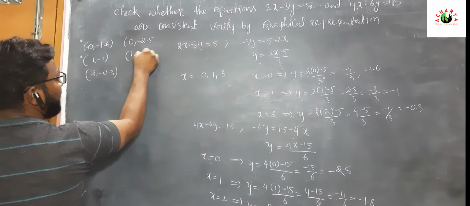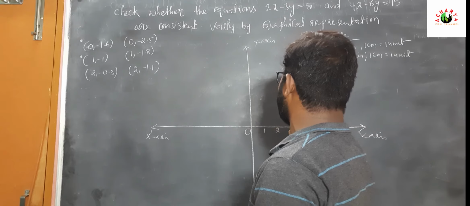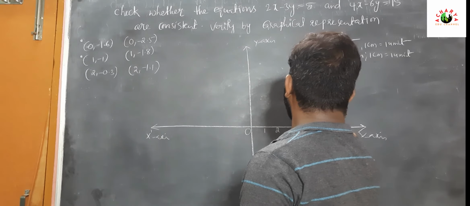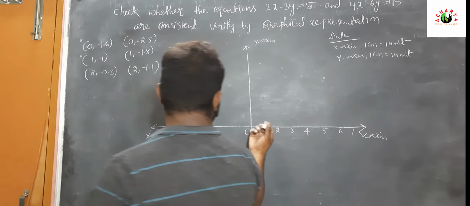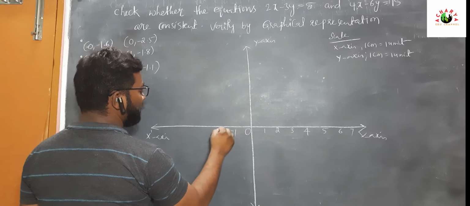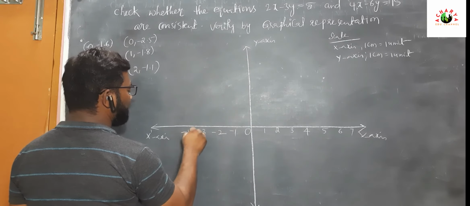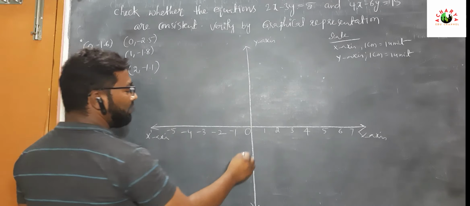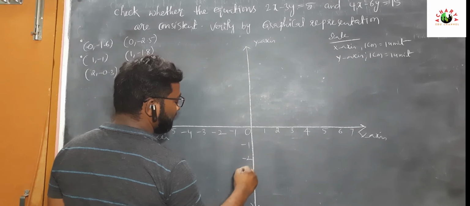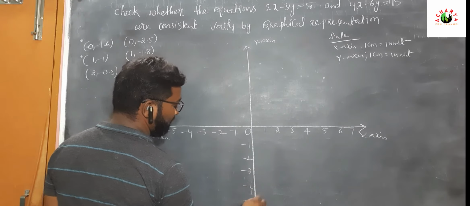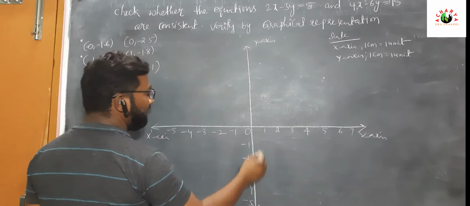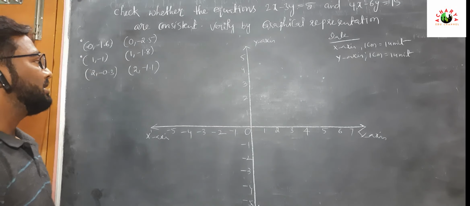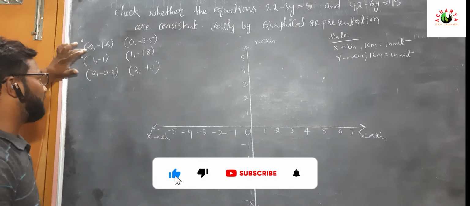Here the middle is 0. The right side of the 0 on the x-axis has positive values 0, 1, 2, 3, 4, 5, 6, 7. Here are negative values -1, -2, -3, -4, -5. Here also negative values -1, -2, -3, -4, -5, and here positive values 1, 2, 3, 4, 5. Now we are going to plot the graph.